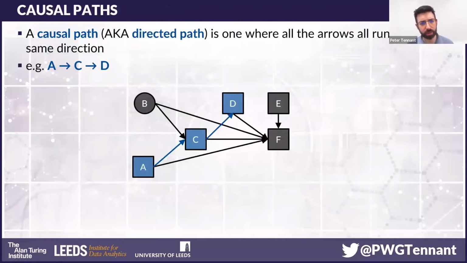So in terms of types of paths, obviously the most important is a causal path. And this is where all the arrows run in the same direction. So here we have A to C to D, and that means that if we wiggle A, it would wiggle C and then in turn wiggle D.